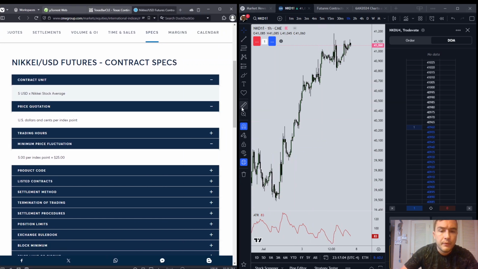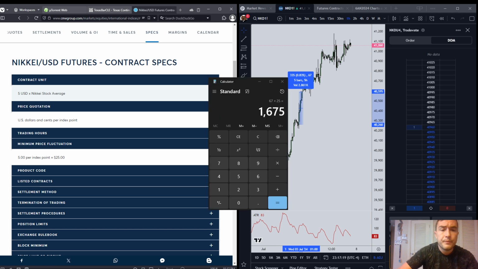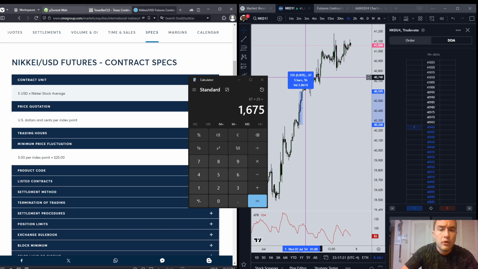So, for example, let's say that we longed the Nikkei at 40,260 and we covered 67 ticks higher. 67 times 25 is $1,675 per contract. What I'm showing you here is, see how it says 335 or 0.83%, comma 67? I'm looking at that 67. You take that 67 and it's $25 a tick.